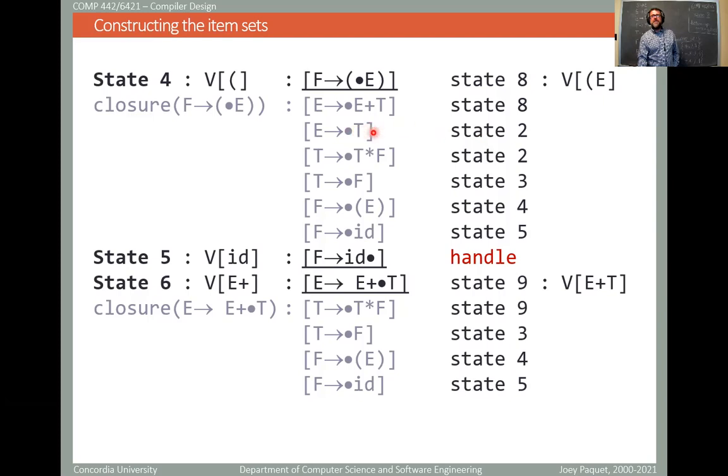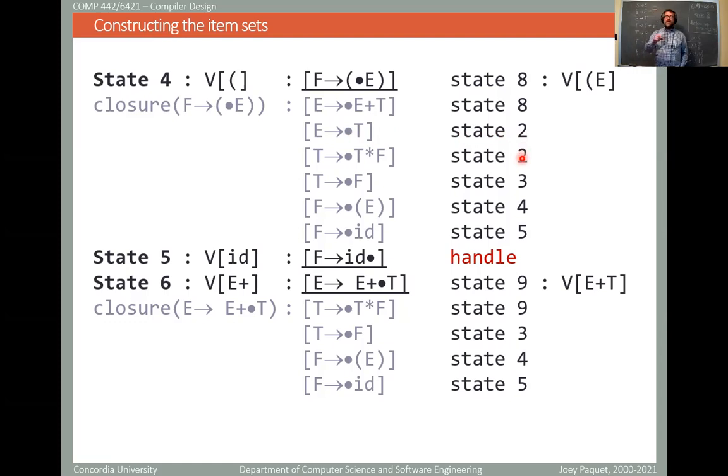So you see here that this is leading me to V of T. Why is it not V of open parenthesis T? Because this one here was actually grouped with this one because they had both the same E after the dot, and this one was a starting item of V of open parenthesis. So this one is actually V of open parenthesis E also because it was grouped with this one. Whereas this one here is not going forward after any parenthesis, it's just T by itself. So this is V of T, which I already identified was state number 2.